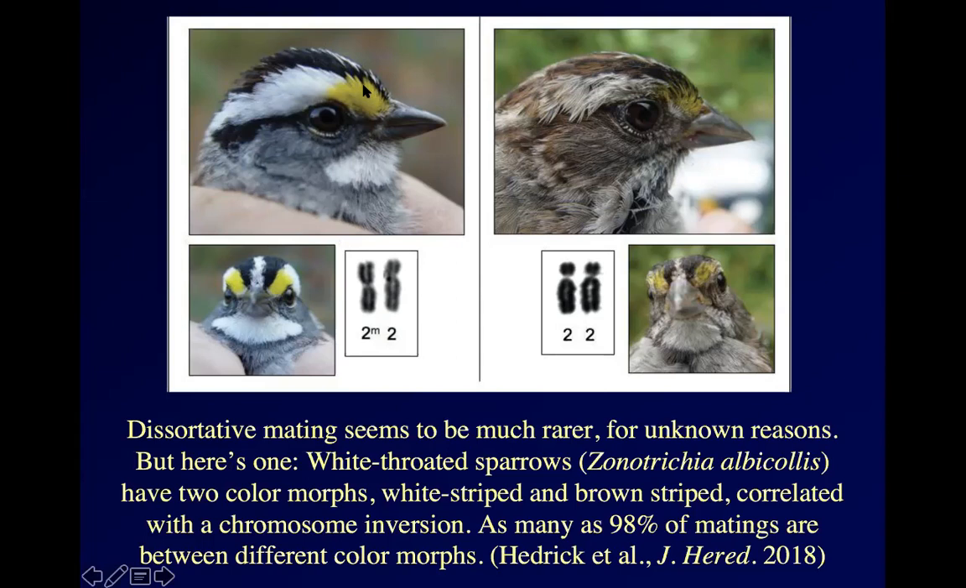There's a whole piece of it that is reversed relative to the rest of it. And you can see that chromosome actually has the centromere in a different location. The one with the inversion, the centromere is almost exactly in the middle. It's a metacentric chromosome, whereas it's acrocentric in the other one. Anyway, this is dissortative mating because as many as 98% of the matings come between different color morphs. So that's very strong dissortative.